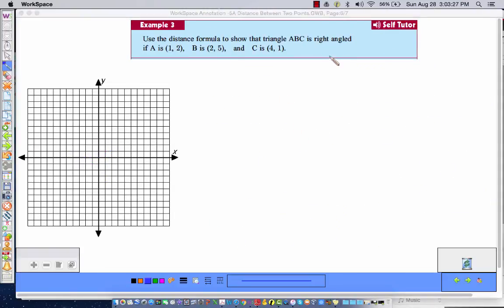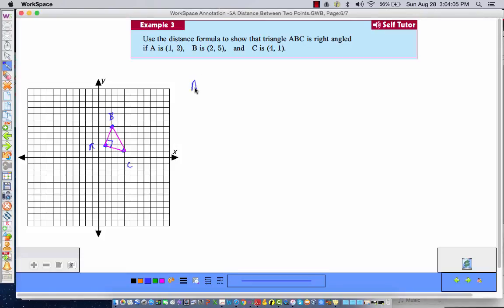Use the distance formula to show that ABC is right angled. If A is (1, 2), B is (2, 5), and C is (4, 1). And again, I think it's a good idea to graph it. There's A at (1, 2), B at (2, 5), and C at (4, 1). So this is C, this was A, this was B. And we can make some nice lines there. Boom, boom, boom. And this way you can tell where the right angle is. Clearly it's going to be here.